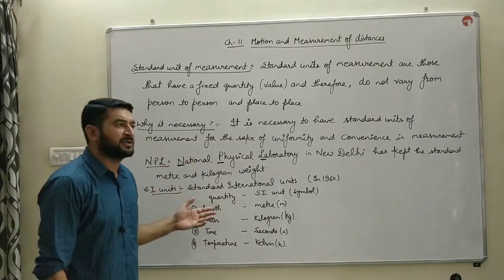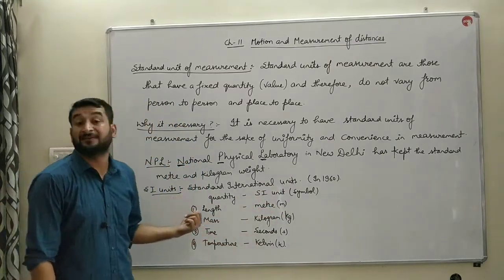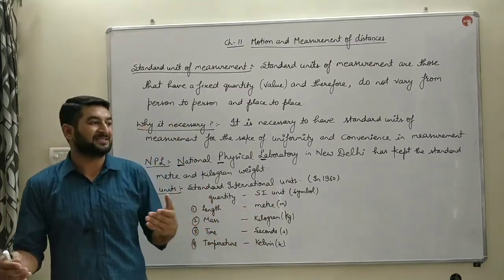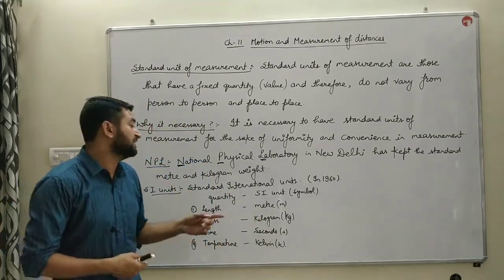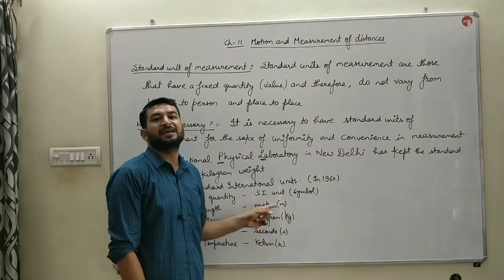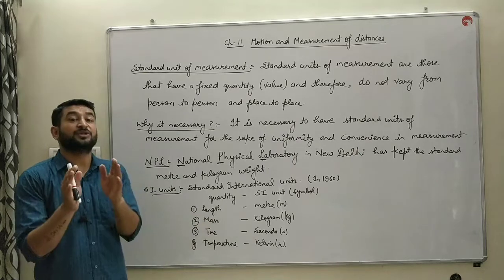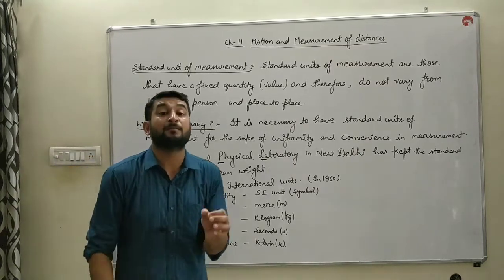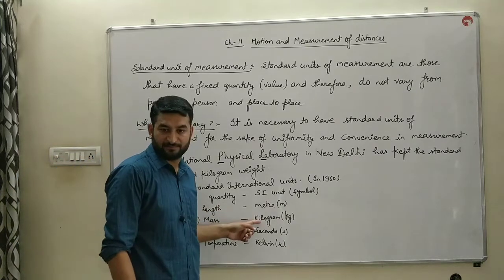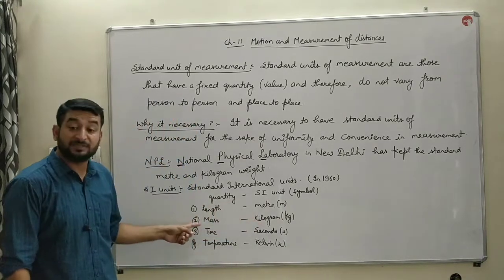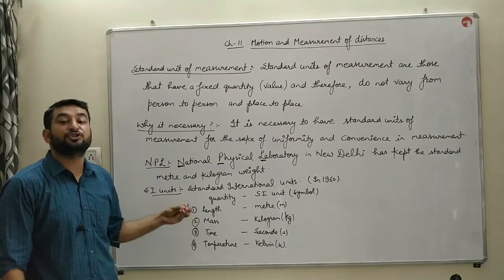There are certain physical quantities along with their SI units written on this board. The first one is length. If we want to measure length, that is distance or width, it is measured in the SI unit, that is meter, represented by a small m. The second is kilogram. For the quantity mass, the unit is kilogram. So the physical quantity is mass, and mass is measured in which unit?